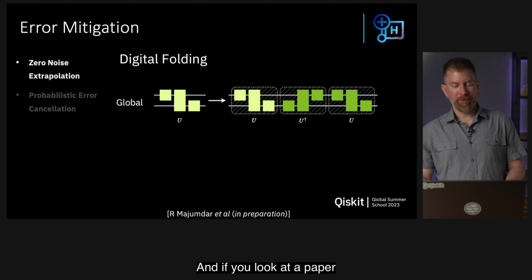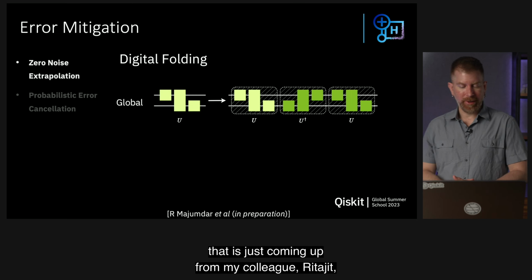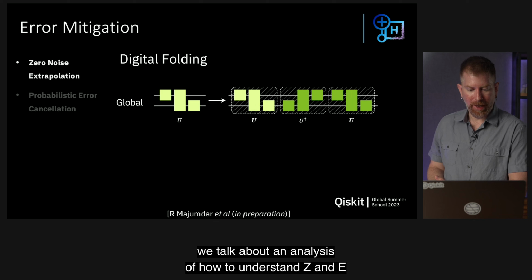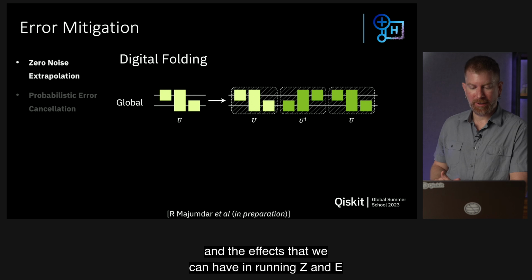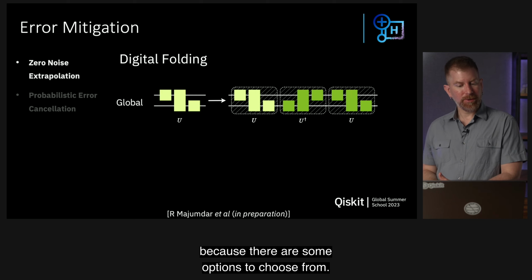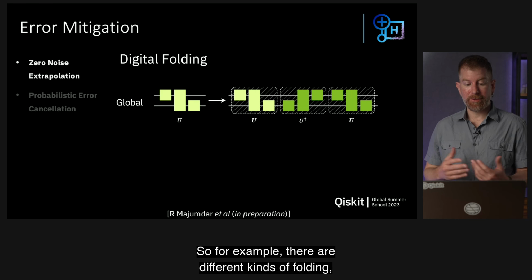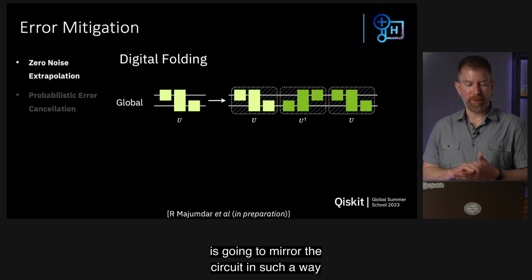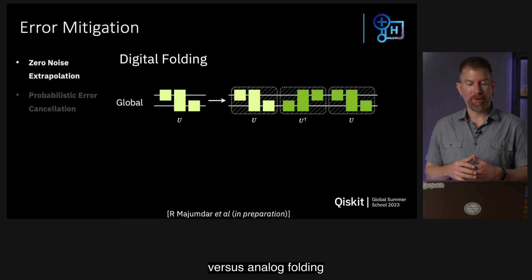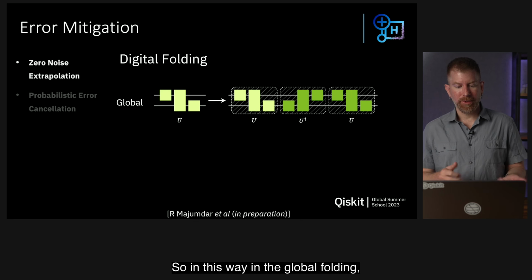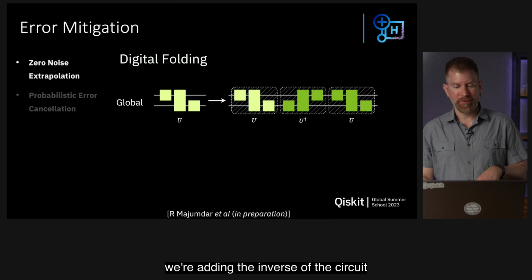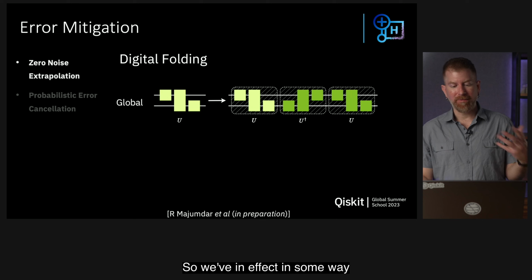And if you look at a paper that is just coming up from my colleague Redigit, we talk about an analysis of how to understand ZNE and the effects that we can have in running ZNE, because there are some options to choose from. For example, there are different kinds of folding. Digital folding is going to mirror the circuit in such a way that you amplify the noise, versus analog folding, where you're actually scaling the length of the pulses that are being applied to implement those gates. In global folding, we're adding the inverse of the circuit and then redoing the circuit. So we've, in effect, scaled the noise by a factor of 3.